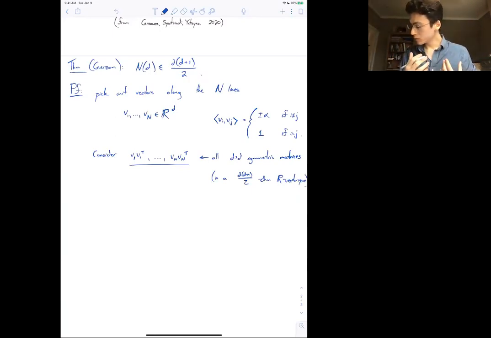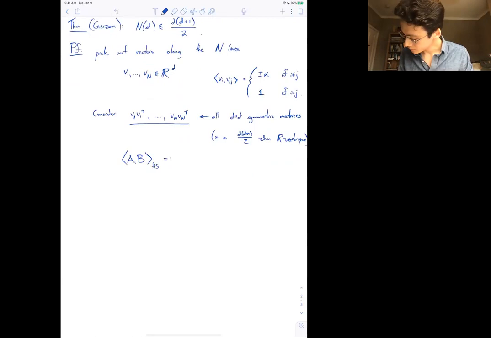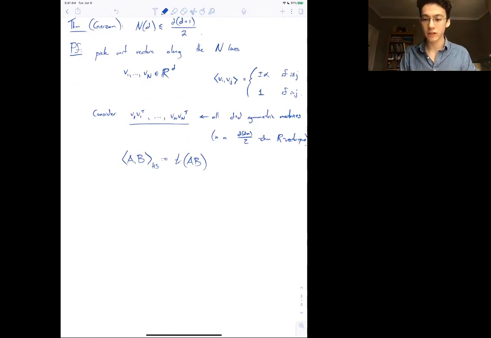Now, one way to show a bunch of points in a vector space are independent is to compute all their pairwise inner products, if there's an inner product on that vector space. And there is a natural inner product on the space of matrices. So I'm just going to define this, sometimes called the Hilbert-Schmidt inner product, to be the trace of the product. And sometimes there's a transpose here, but it won't matter because all my matrices are symmetric. So this turns this vector space into an inner product space.